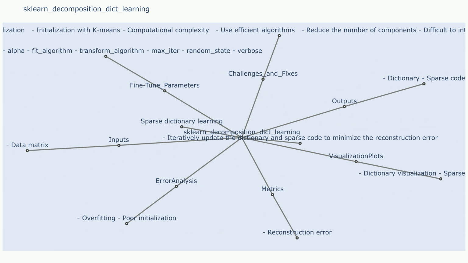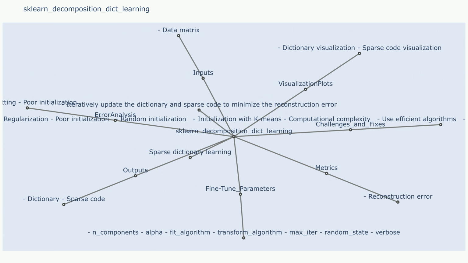Visualization plots. Dictionary visualization: each atom of the learned dictionary can be visualized individually, providing insights into the underlying patterns captured by the model. Sparse code distribution: the distribution of non-zero values in the sparse code matrix can be visualized to understand the sparsity patterns.